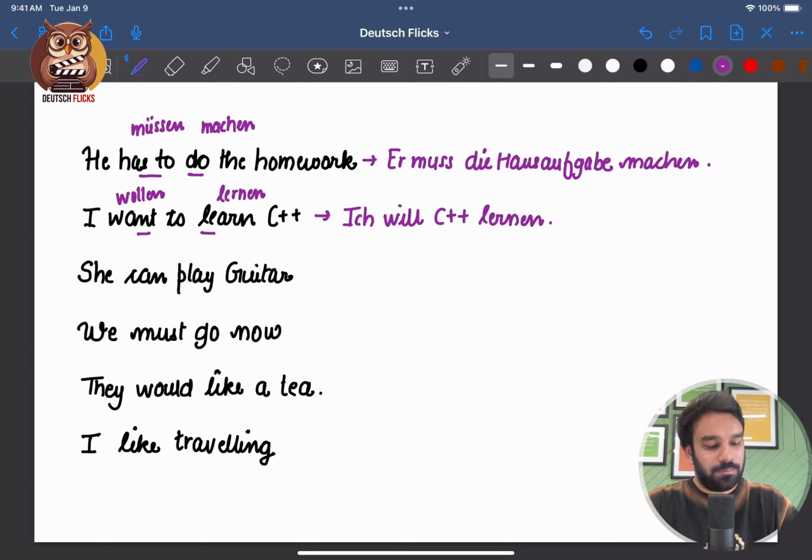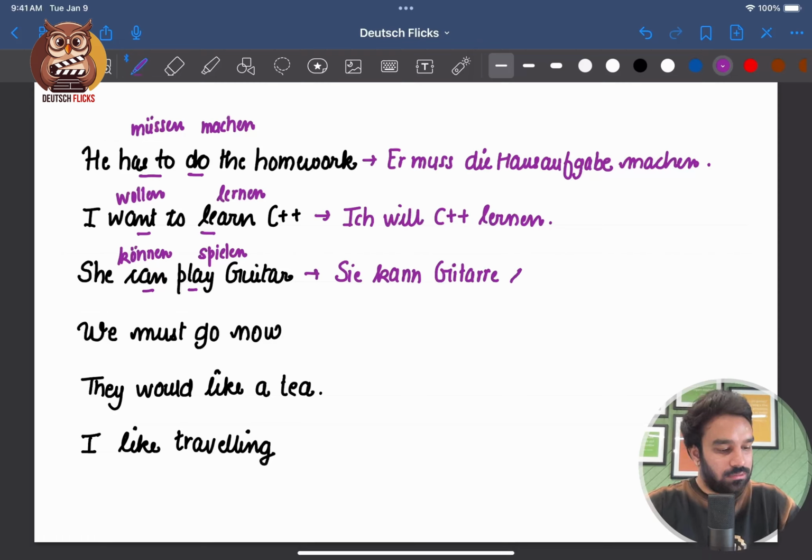Then she can play guitar. So we are using the modal verb können, and the main verb play is called spielen. So we'll say sie kann Gitarre spielen.